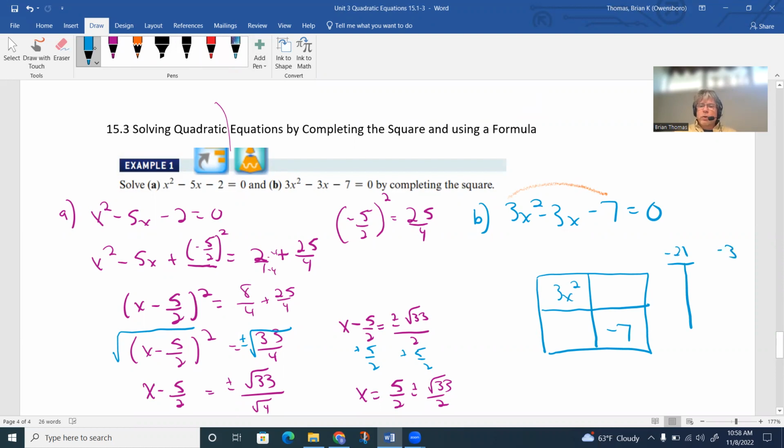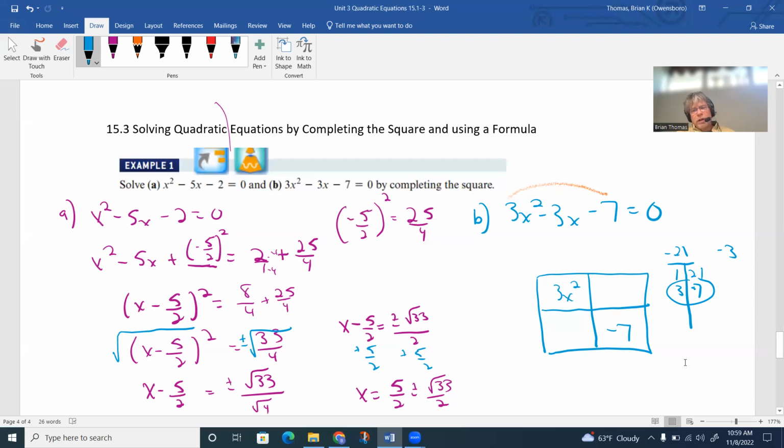Well, the factors of -21 would be like a 1 and a 21, and a 3 and a 7. So 3 and 7 looks like a good choice, and it looks like the 7 would have to be negative. So 3 times -7 does give me this -21, but 3 plus -7 does not give me this -3. So factoring does not work. This is what's called a prime polynomial. There are not any rational numbers to factor this.